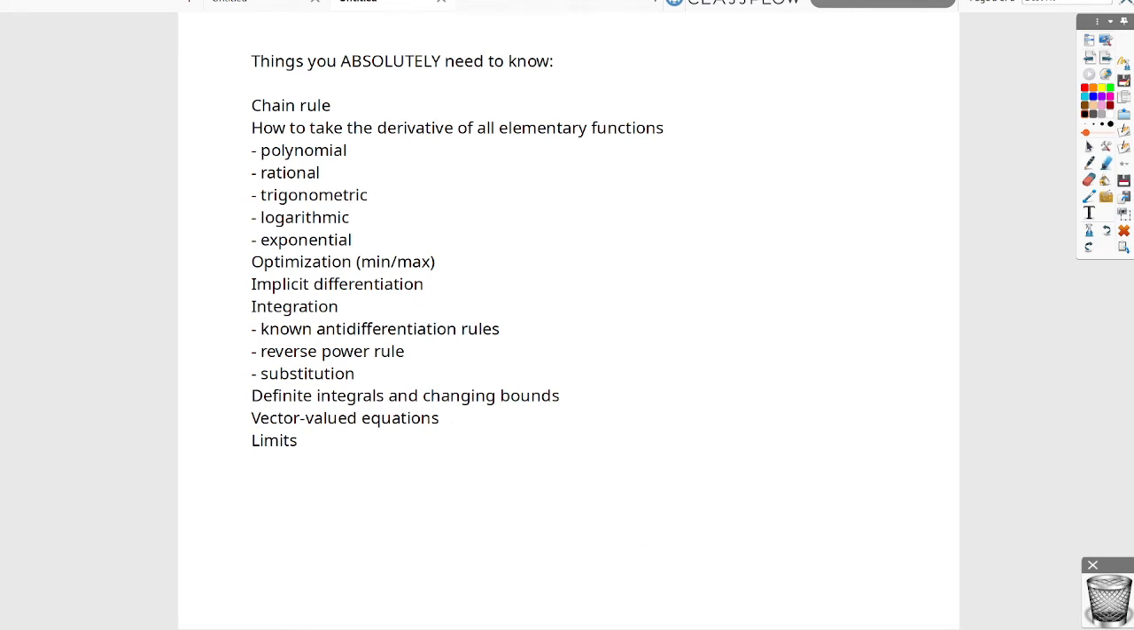Now, these things you absolutely need to know from single variable calculus. The chain rule, right? I put the chain rule at the beginning because that's really important. You will struggle, you will fail the derivative section if you don't understand the chain rule. How to take the derivative of all elementary functions. So anything that you give me, I should be able to take the derivative of. I'm going to put down a few problems right now. If you can't take the derivative of them, you have to brush up on it.